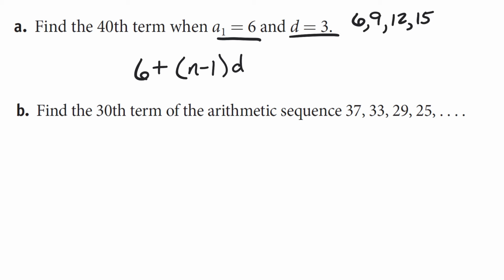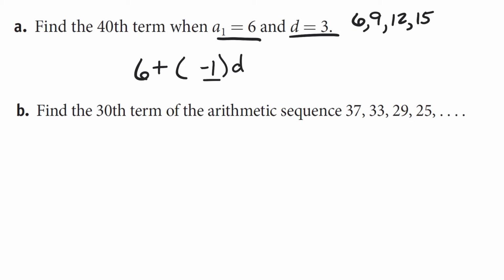Now, what this formula essentially does is we subtract 1 because if we're on the 40th term, we're going to have experienced that common difference 39 times. So the minus 1 regulates that for us, because that's how many common differences we are going to see.